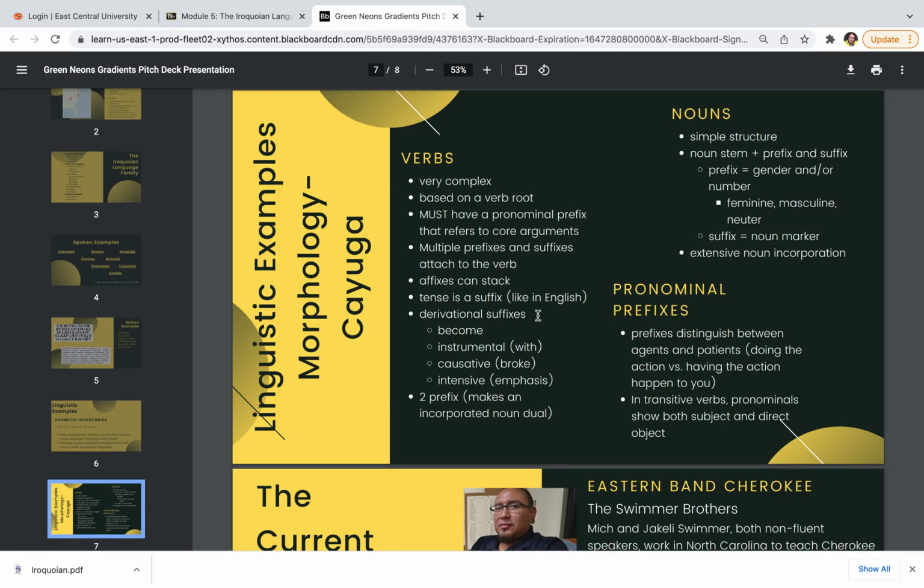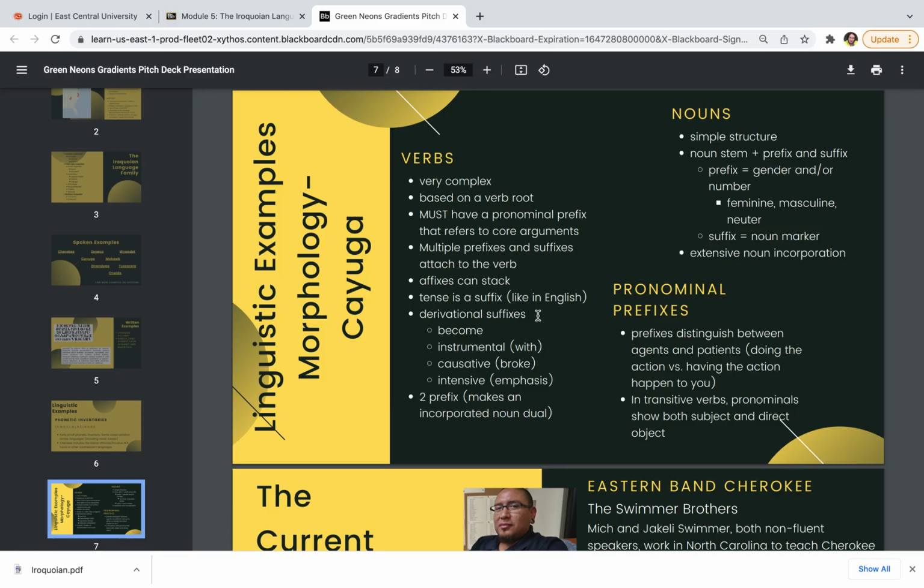So there's also a prefix that can get added onto the front of a verb that makes an incorporated noun dual. So what does that mean? So we talked previously about incorporated nouns when we talked about polysynthesis, polysynthetic verbs. So in some languages, you can make a noun part of the verb. And so the example that you always hear is berry picking. So you take the word berry and you make it part of the verb, and so now you have a new verb called berry picking.